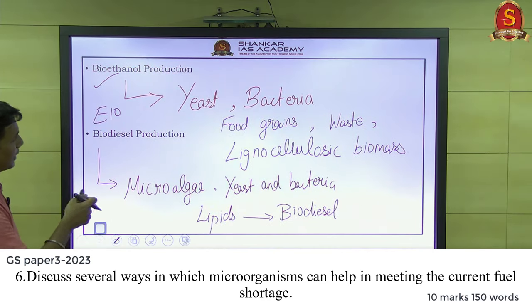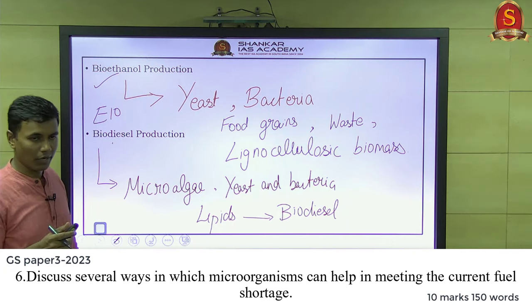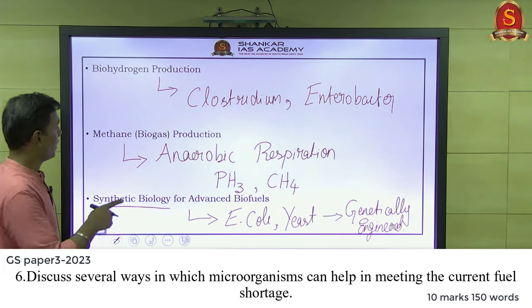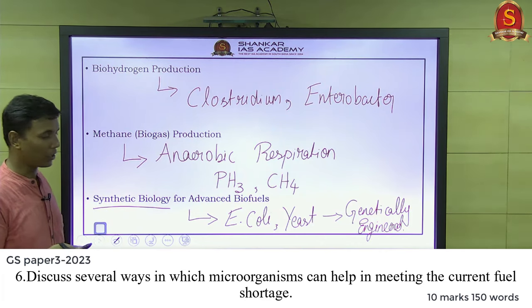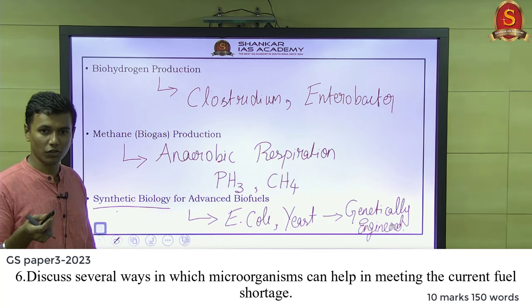You are using yeast, bacteria and everything for extracting ethanol from food grains. This one includes lipids, which means you use cooking oil and everything. And then biohydrogen, it uses Clostridium or Enterobacter. And then methane, it is from anaerobic respiration, which includes solid waste or any other biomass. And then synthetic biology, like superbugs, which is used for remediation of oil spills.